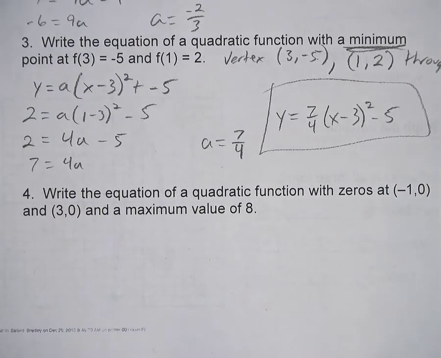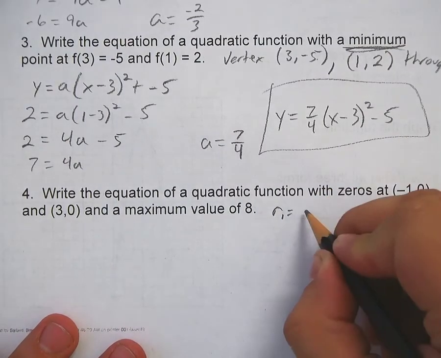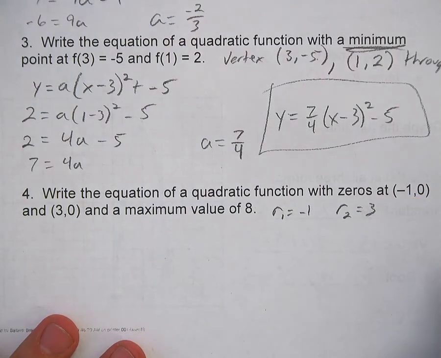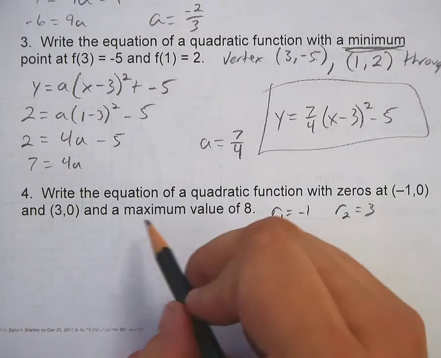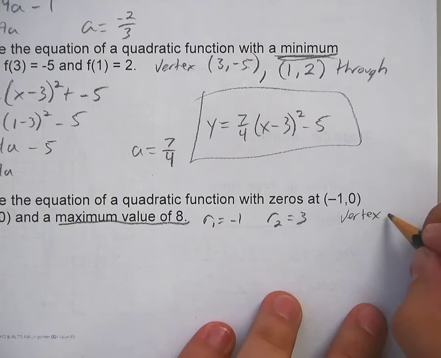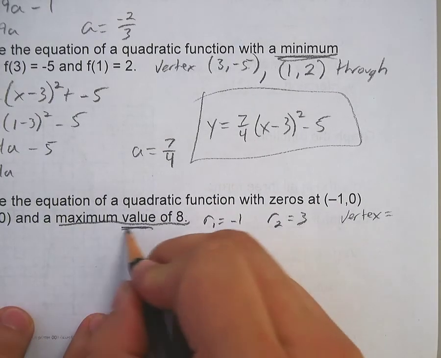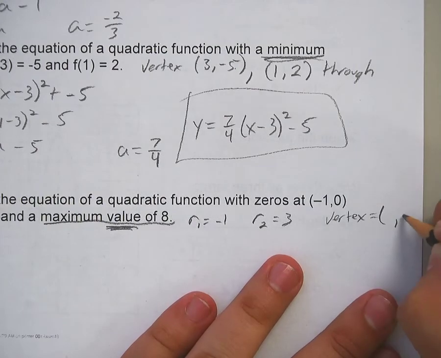Okay, so now this one's a little bit different. It gives us zeros. Zeros at -1, 0, and 3, 0. So I've got roots. R1 is -1. R2 is 3. And it has a vertex at 8. A maximum value of 8. That's weird. Vertex at... Now, if you read carefully, it says it has a vertex value of 8. And we remember that value is y.